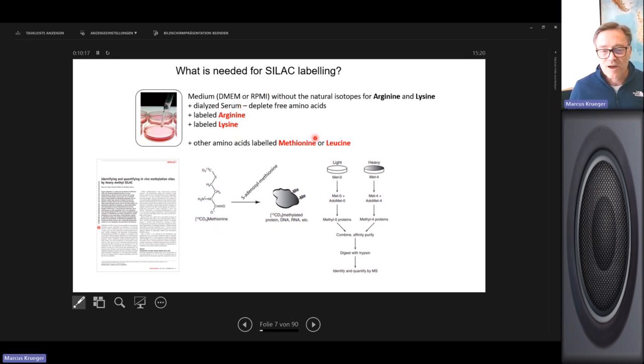Other amino acids like methionine can also be used, or leucine, so these are also available in some cases. Methionine, for example, is just one example here, the heavy methyl SILAC labeling. The idea is not to label the proteins, but instead you give this heavy methionine, which is then converted to S-adenosyl methionine, and this can then be tracked and monitored by protein or DNA methylation. And this is also an idea how to track protein methylation and quantify these things.